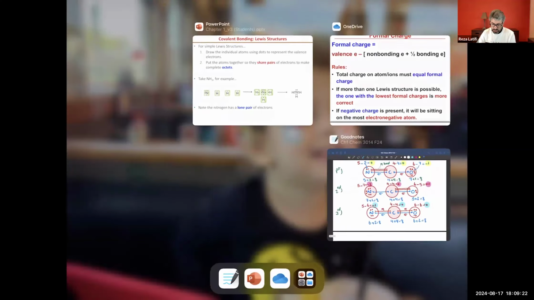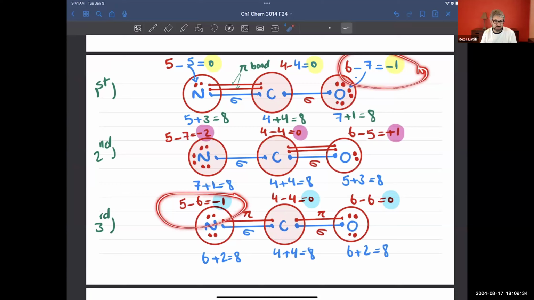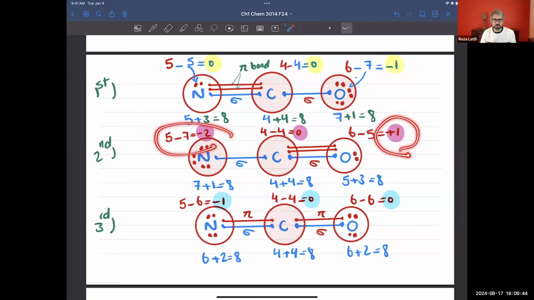Okay, so now let's check. I have two structures. Structure number 1 has only one charge, and it's -1. Structure number 3 also has only one charge, and that's -1. So I got 1 and 3 with only one charge. How about number 2? Number 2 has +1 and -2. That's going to be the worst structure.